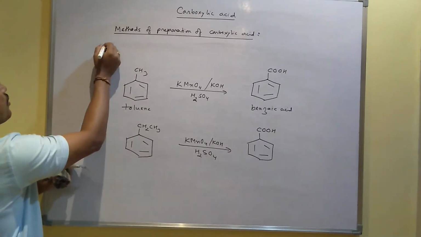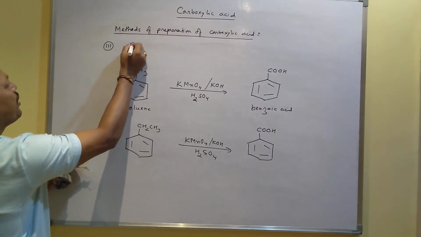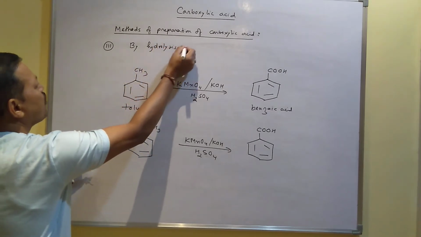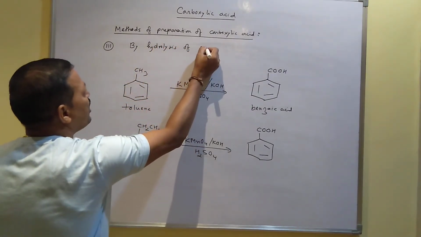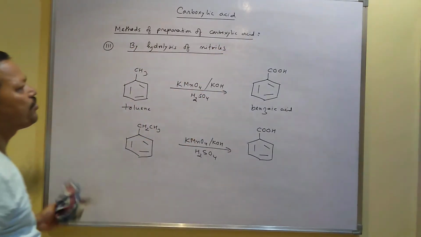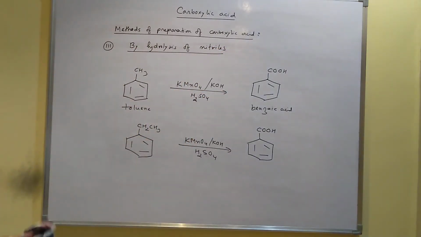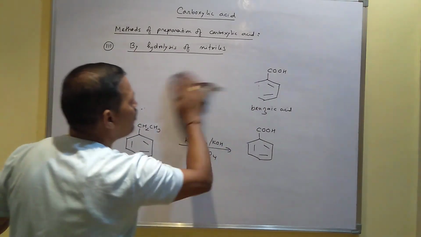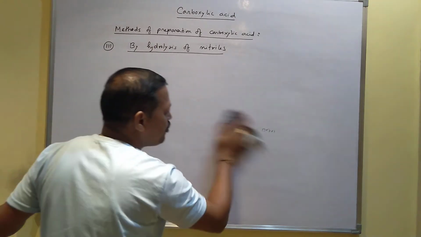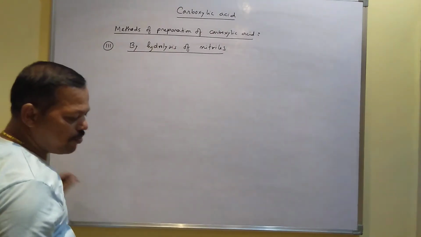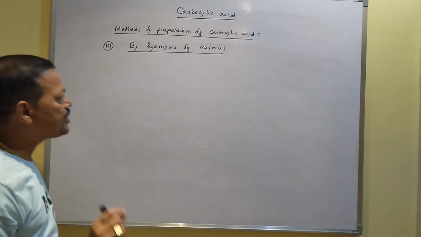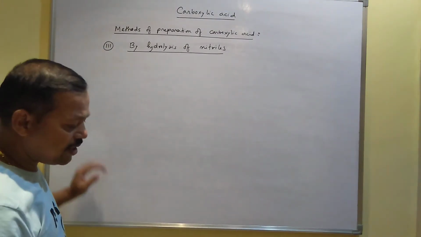Number 3 method, by hydrolysis of nitriles. Nitrile means the cyanide compound, CN group. When some organic compound contains a CN group, that type of compound is called nitrile. CN is also called cyanide. Actually, cyanide is the common name, nitrile is IUPAC.